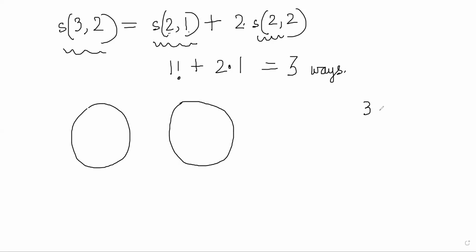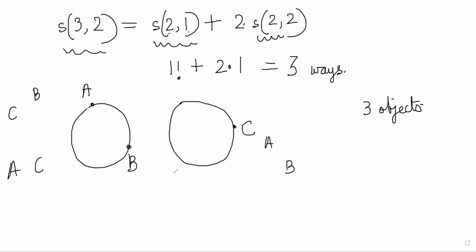And you can easily verify that that is true. You have three objects to be placed on two circles. So you can put A and B here, and you can put C here, or you can put B and C here, and A here, or you can put C and A here, and B here, right? And since the circles were identical, that's the total number of ways possible, the three ways, right? Correct. So we are getting the correct expression for S of 3, 2 from here.